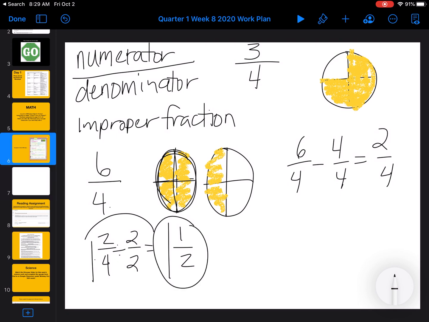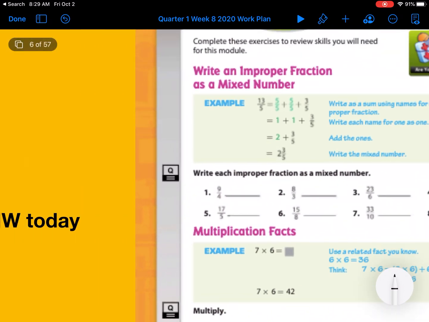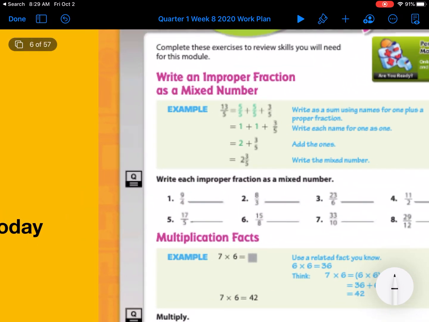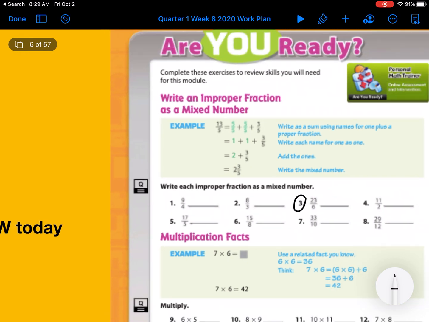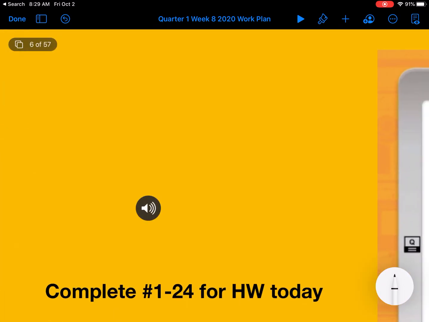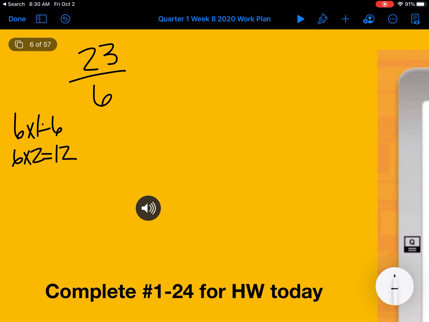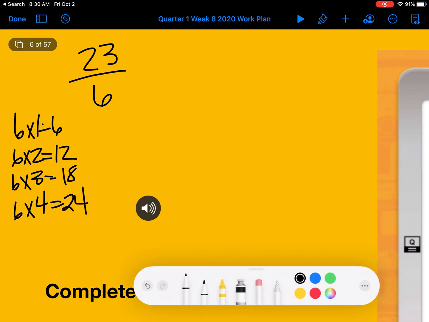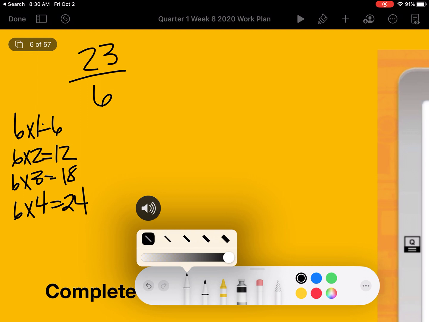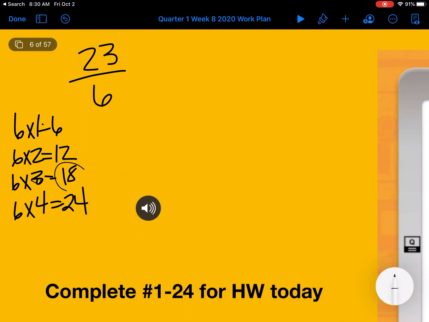So that's what you're doing for number 1 through number 8. Let's look at number 3. They give us 23/6. I have to figure out how many times 6 fits into 23 evenly. I know 6 times 1 equals 6, 6 times 2 equals 12, 6 times 3 equals 18, and 6 times 4 equals 24. However, I cannot choose a number that is larger than 23. So it would have to be 6 times 3 is 18.